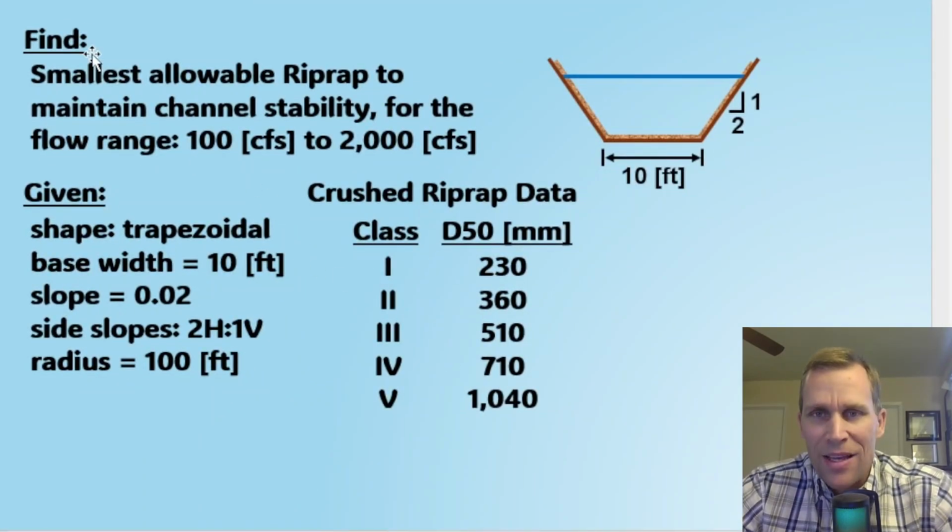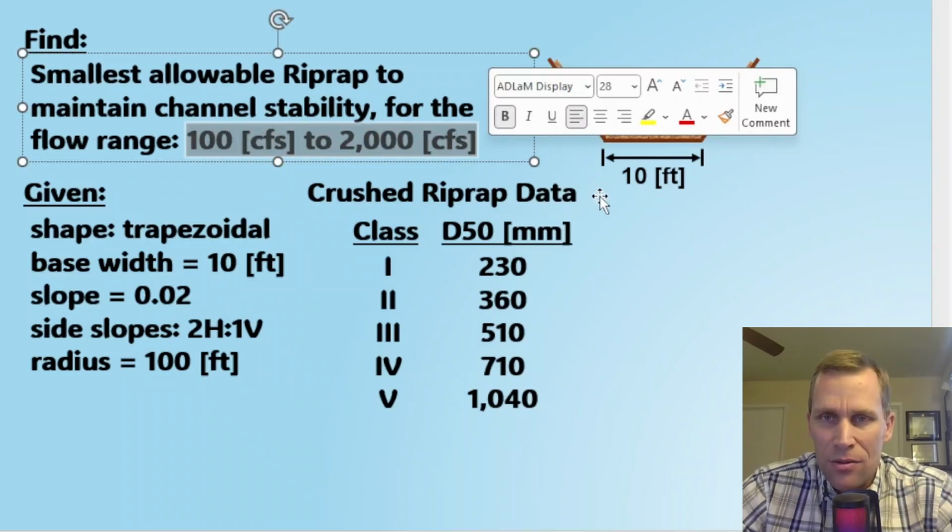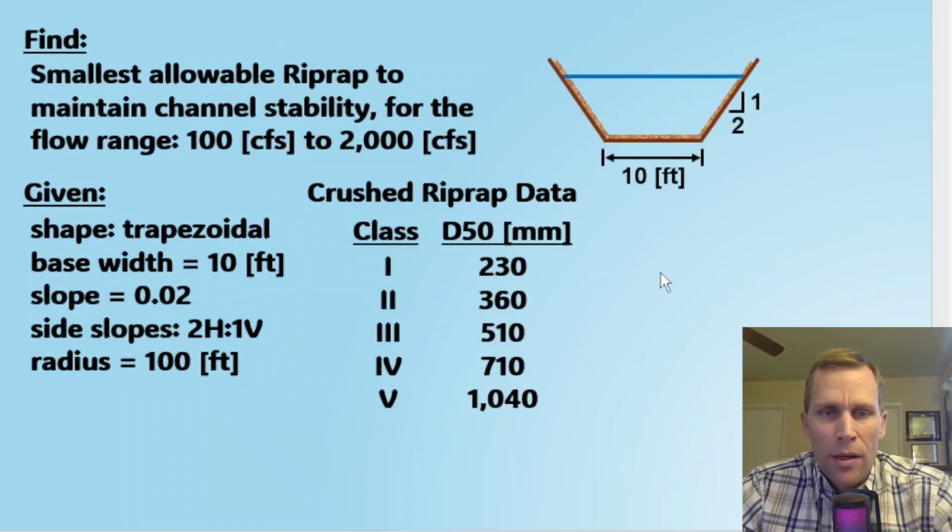So this is what I'm asking to find. This is the introduction to the problem. Find the smallest allowable riprap to maintain channel stability for the flow range between 100 CFS and 2000 CFS. All right, and then I'm given some information about the channel. It's a trapezoidal channel with a base width of 10 feet, a 2-to-1 side slope, a 2% longitudinal slope, and then a radius of curvature of 100 feet.